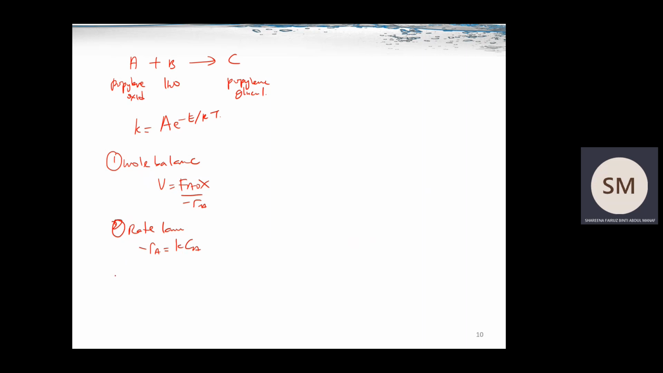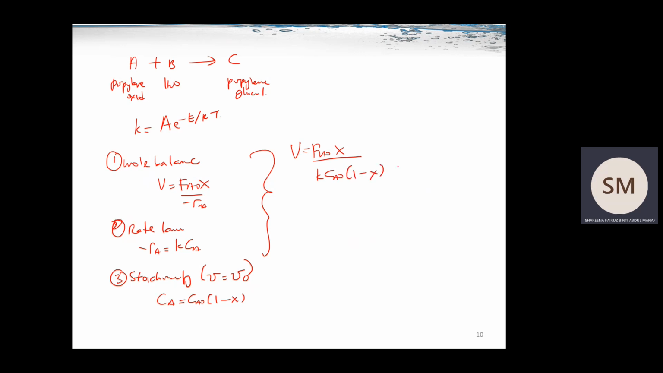Okay, and then the stoichiometry. Okay, so in this case, this one will equal to V naught. Okay, because this is in CSTR, so automatically CA is equal to CA naught (1 minus X). Okay, so you have to combine this, okay, in order for you to relate the information ataupun value yang dah diberi dalam questions. So we have V is equal to FA naught X, okay, K is CA naught (1 minus X), okay, whereby you can simplify this one.